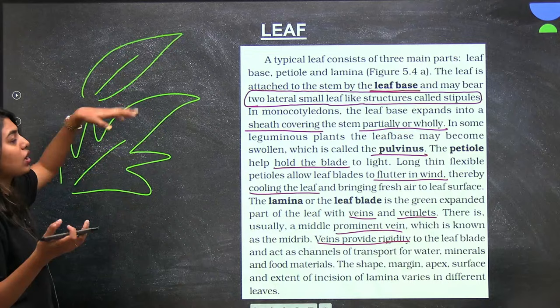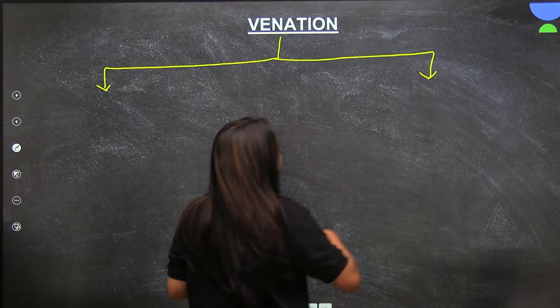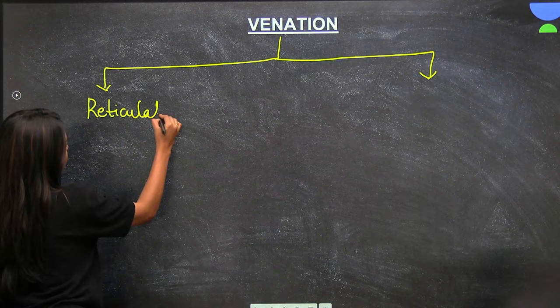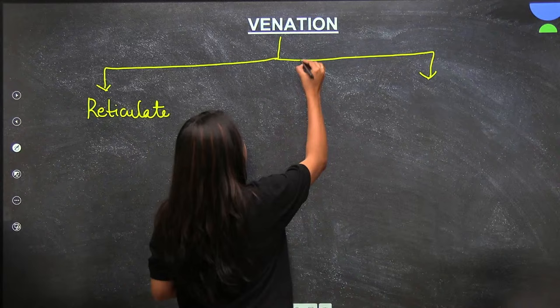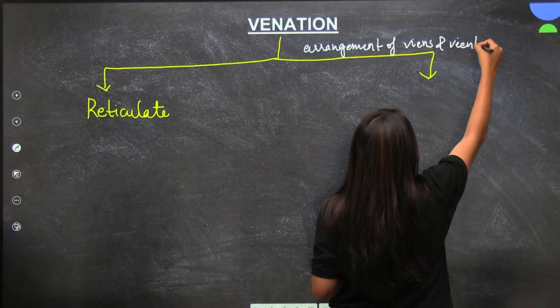Okay, next part is your venations. Venations mainly are of two types. First one is called your reticulate venation. What is venation actually? Basically, arrangement of veins and veinlets on the leaf. I'll write it here: arrangement of veins and veinlets on the leaf. Correct?